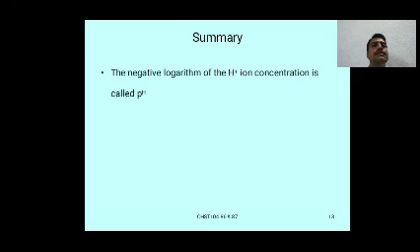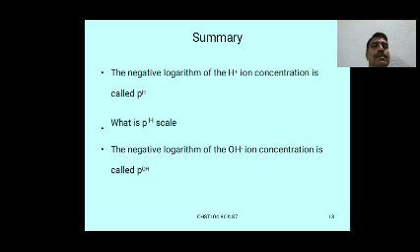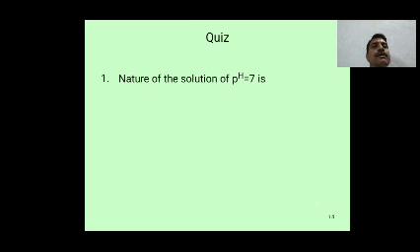Summary. The negative logarithm of hydrogen ion concentration is called pH. What is the pH scale? The pH scale goes from 0 to 14. When pH is 7, the solution is neutral. A pH value between 0 and 7 is acidic in nature, and a pH value from more than 7 to 14 is basic in nature. The negative logarithm of hydroxide ion concentration is called pOH. pH plus pOH is equal to 14.